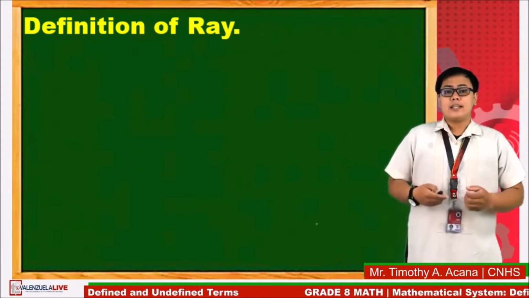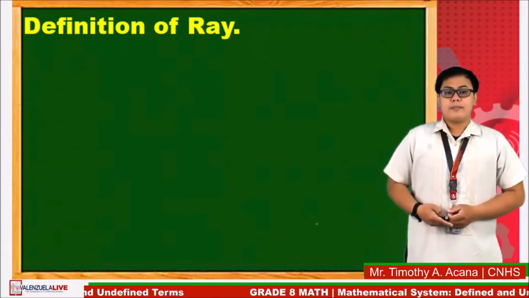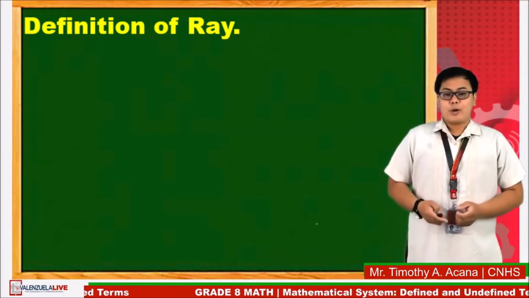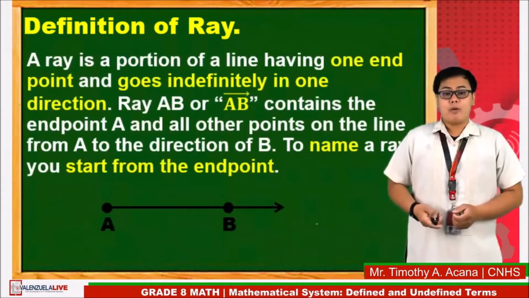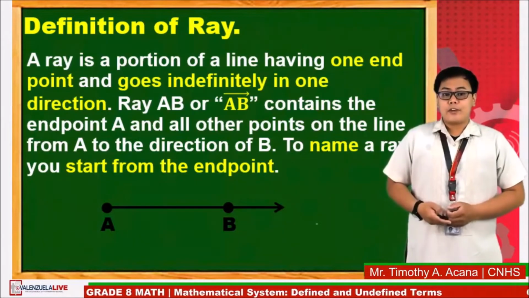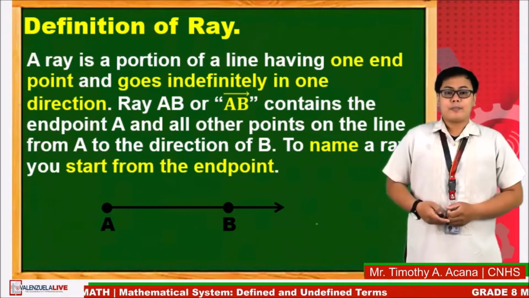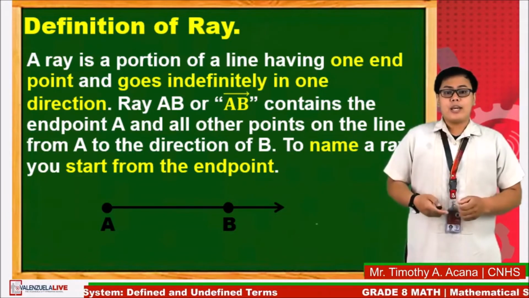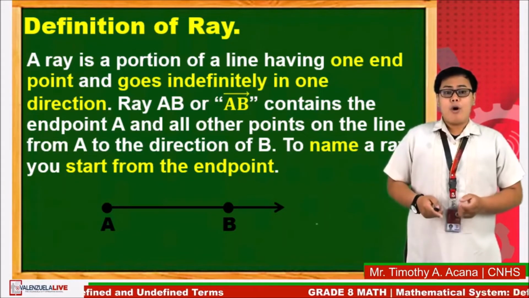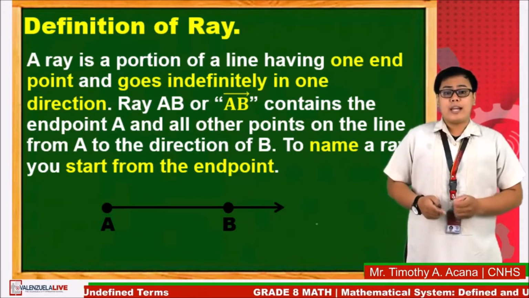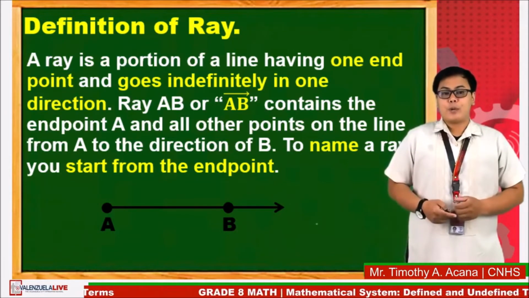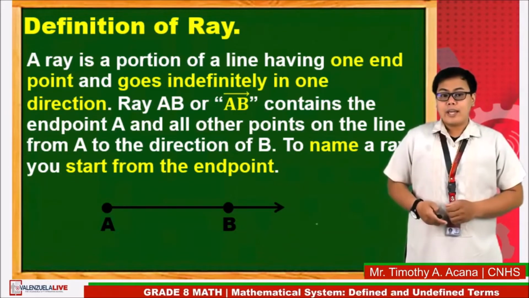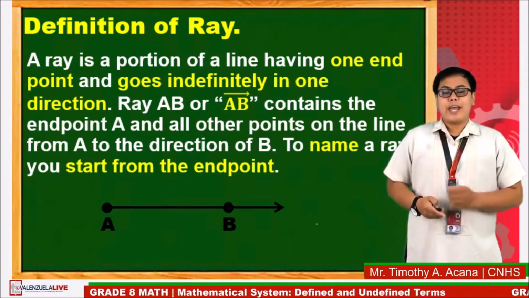Next is the definition of ray. A ray is a portion of a line having one endpoint and goes indefinitely in one direction. Ray AB, or ray AB written in symbols, contains the endpoint A and all other points on the line from A to the direction of B. To name a ray, you start from the endpoint.